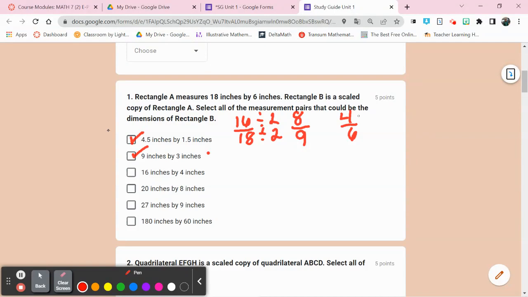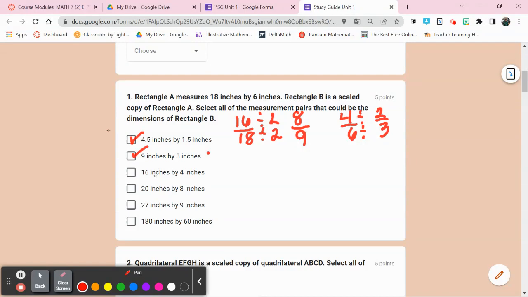We divide this by 2, and we get 2 over 3. These are not the same numbers, so that is not a scaled copy. Let's move on to the next one, the fourth choice, 20 inches by 8 inches.